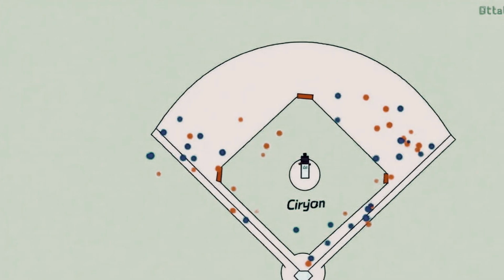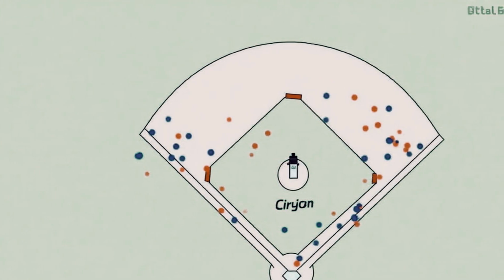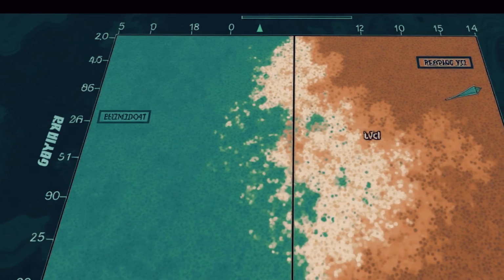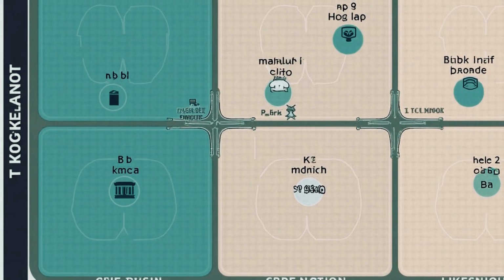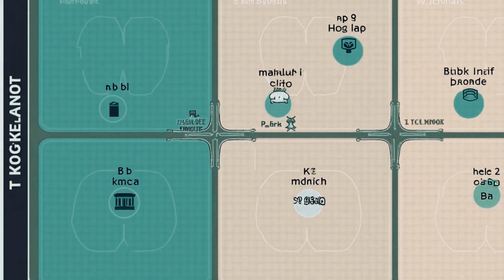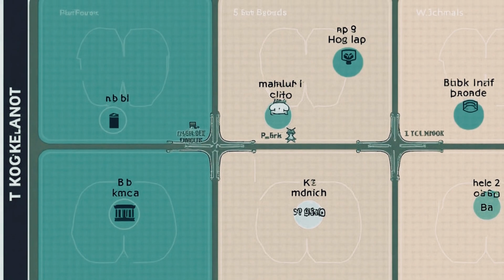A pitch chart visually represents the types and locations of pitches thrown. The distribution of pitches on the chart reveals the pitcher's strategy, or lack thereof. Inconsistent pitch locations and predictable pitch types can indicate a flawed or absent pitching strategy.